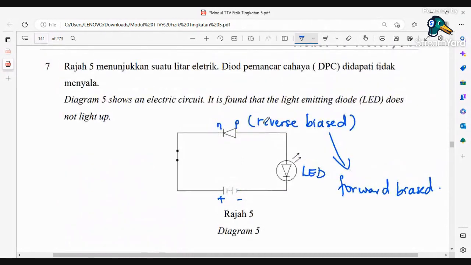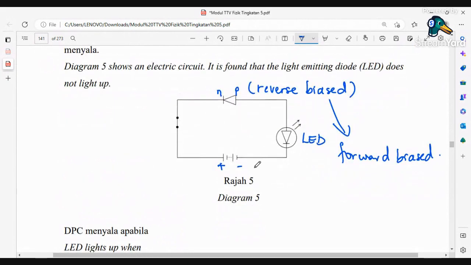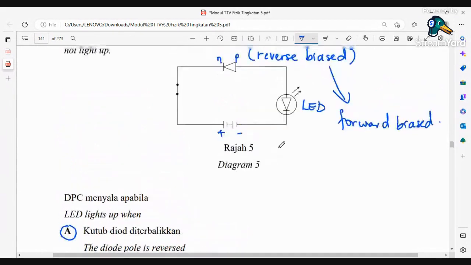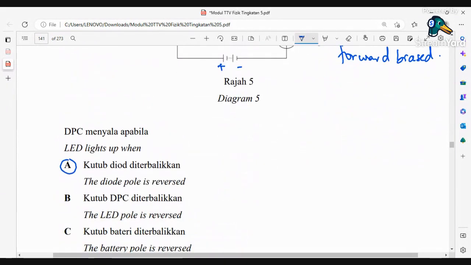It means we just reverse this diode only. Reverse the pole of this diode only. The terminal of the battery cannot be reversed, because the light here is a light emitting diode. Okay, so the answer is A.